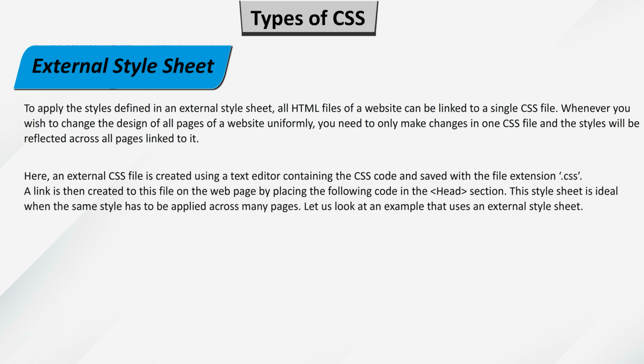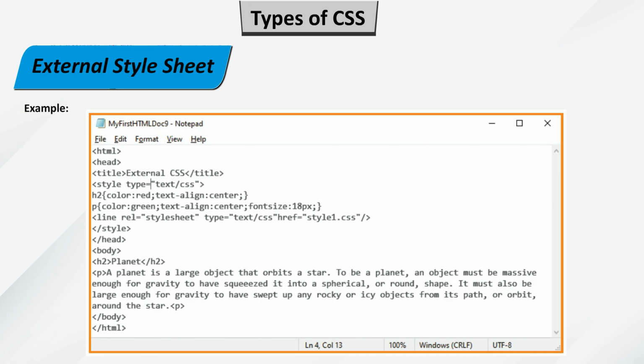Here, an external CSS file is created using a text editor containing the CSS code and saved with the file extension .css. A link is then created to this file on the web page by placing the following code in the <head> section. This style sheet is ideal when the same style has to be applied across many pages. Let us look at an example that uses an external style sheet.